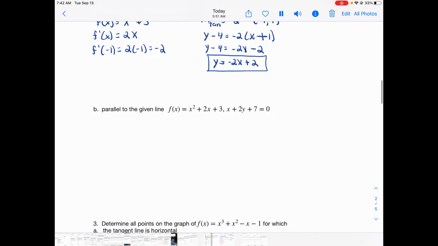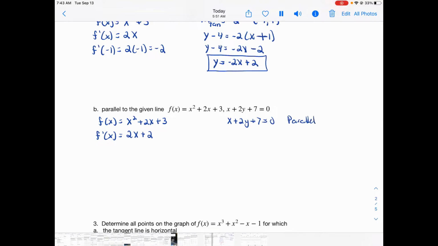All right, so next we're given the equation and we want to find the tangent line parallel to the given line. So first I need to find the derivative of my equation. So I differentiate that and I get 2x plus 2. But I have a problem. I don't have a point to plug in there in place of x like I did before. But I was given an equation which is parallel. So I have this x plus 2y plus 7 equals 0.